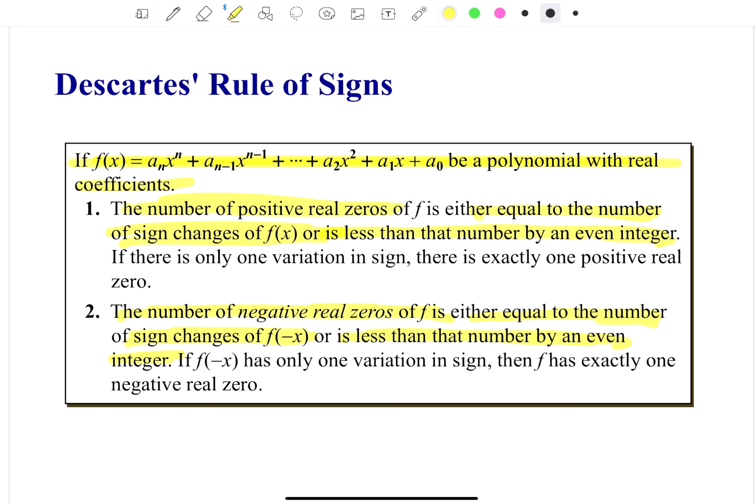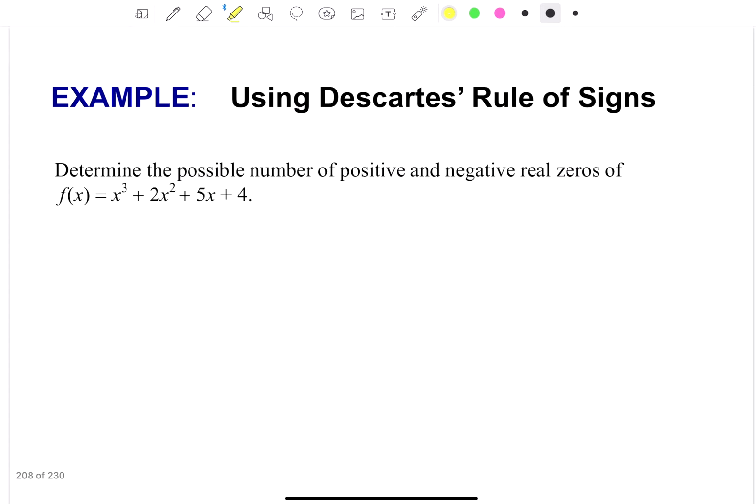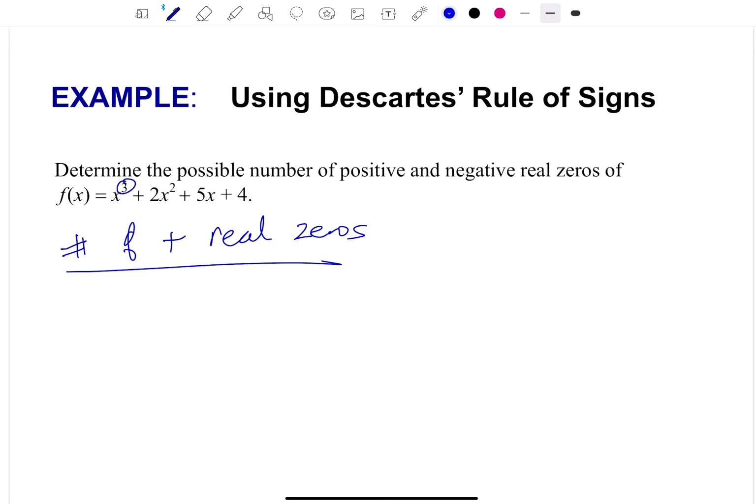Let's see how Descartes' rule of signs works. How does it help us narrow down our list of possible rational zeros? So here's f of x given to us. For the number of positive real zeros, in this case we know there are going to be 3 total zeros. Some can be real, all 3 can be real, or there can be complex zeros as well. The number of positive real zeros is equal to the sign changes in f of x.